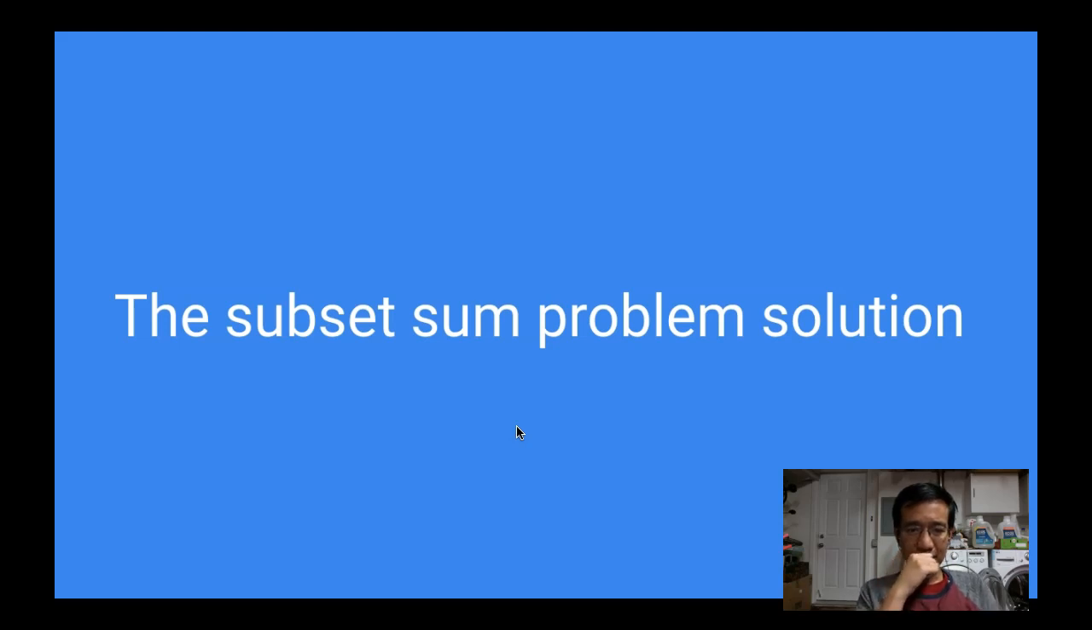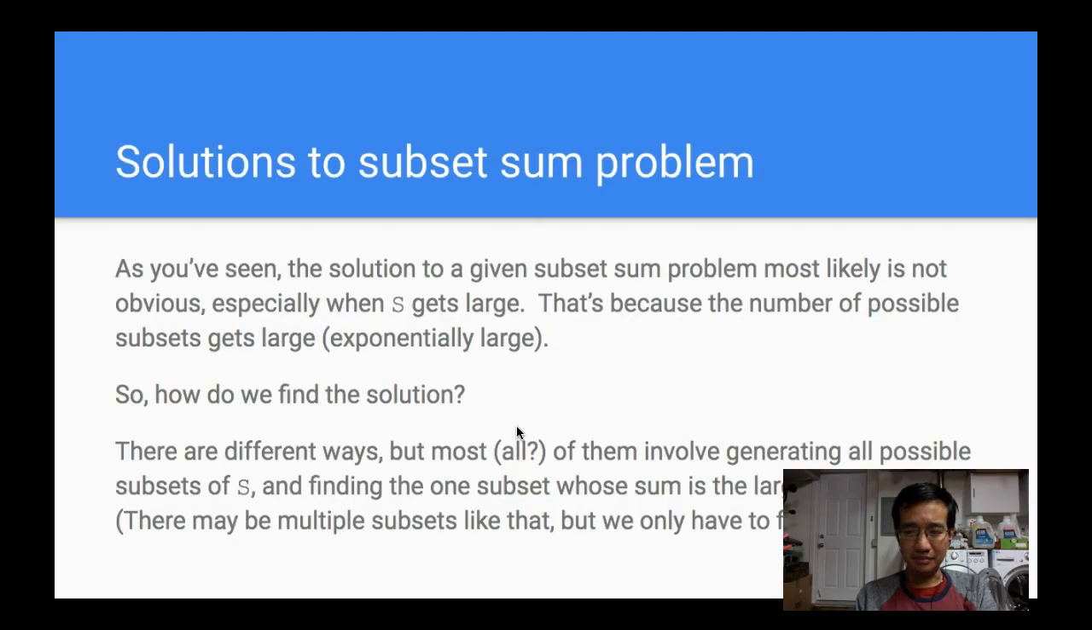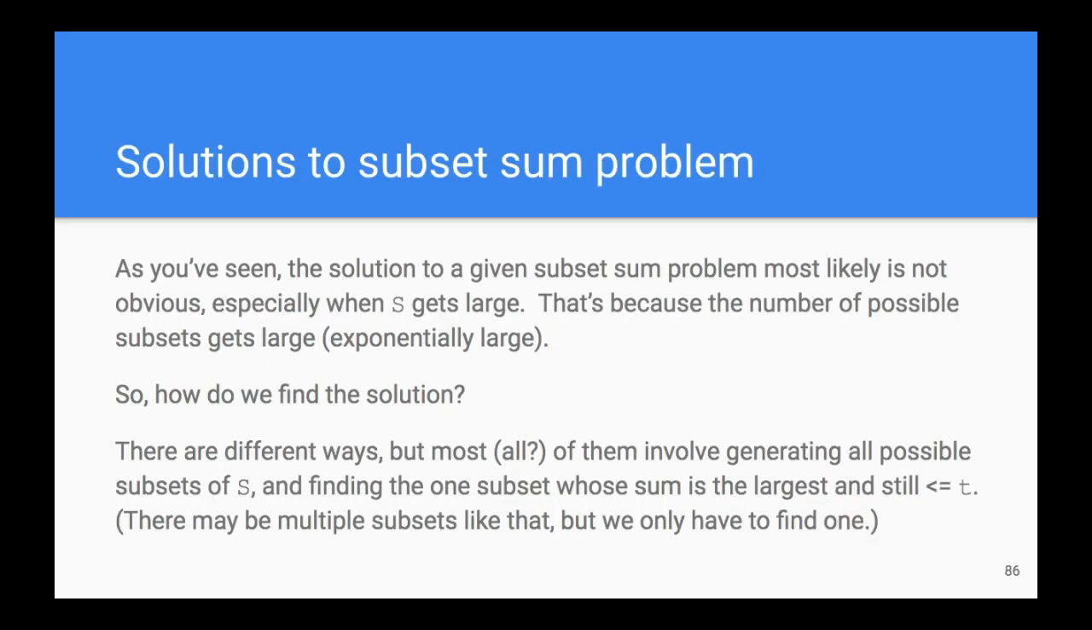So in this video, we're going to talk about a solution to the subset sum problem. As you have already seen in our last example, the solution to a given subset sum problem is really not that obvious, especially when there are a lot of items in S. That is because in those cases, the number of possible subsets is really, really big. So how do we find a solution?